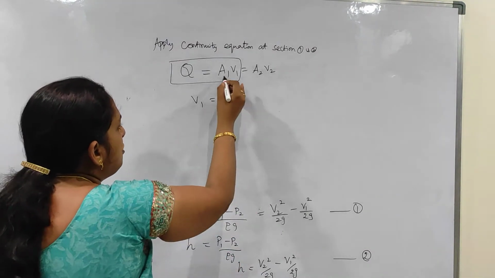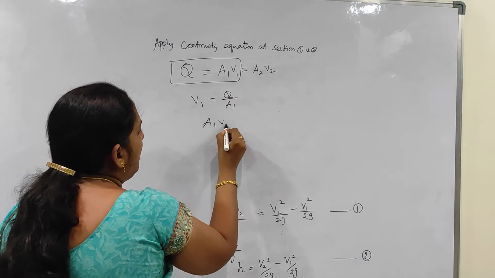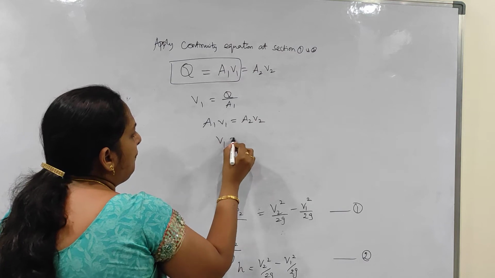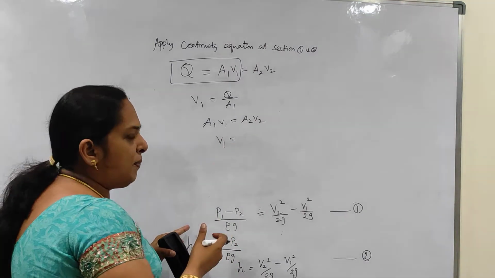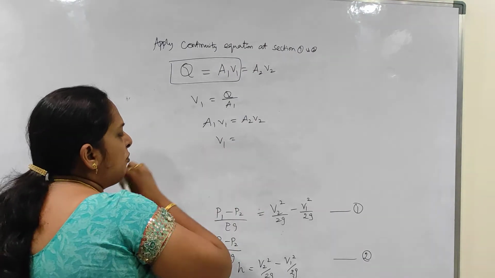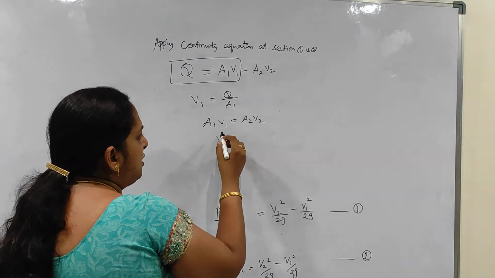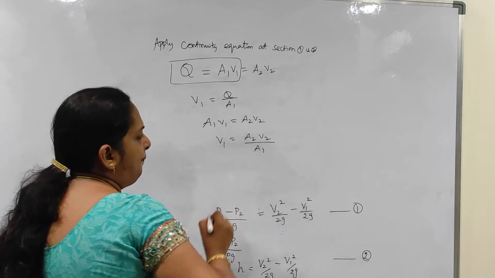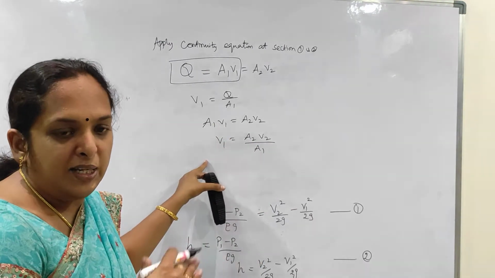Now using A1 V1 equal to A2 V2, use this and find out what V1 is, because we know the areas of the pipe, A1, A2, etc. So what is V1? We can easily find out from this. V1 is equal to A2 V2 by A1. Okay, it's just a mere change of this.